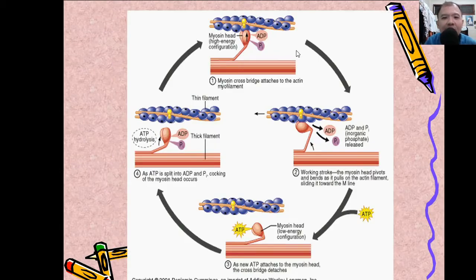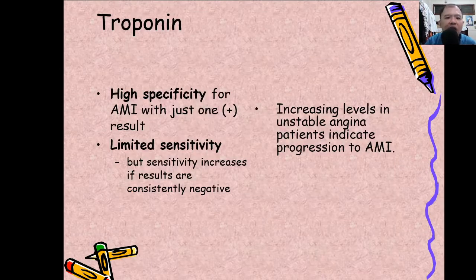So where is the troponin here? This is the actin. This is the myosin. The yellow one is the troponin. That is the mechanism of muscle contraction. And troponins have high specificity for acute myocardial infarction, even with just one positive result.